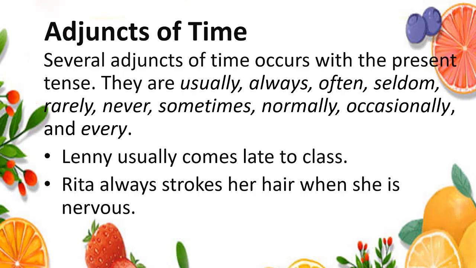It can occur in the beginning before Rita, and at the end after hair or before when. Always Rita strokes her hair, Rita strokes her hair always when she's nervous. It seems not natural to put it at the beginning or at the end. It sounds best before the predicate. But with usually, it sounds natural. Usually Lenny comes late to class, and Lenny comes late to class usually.